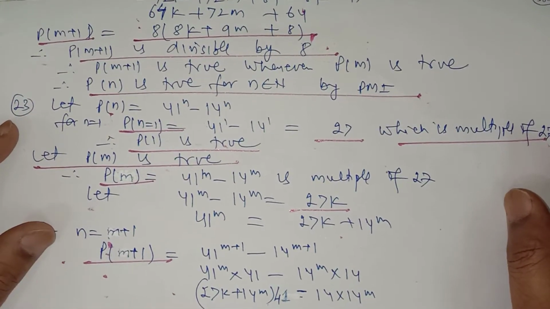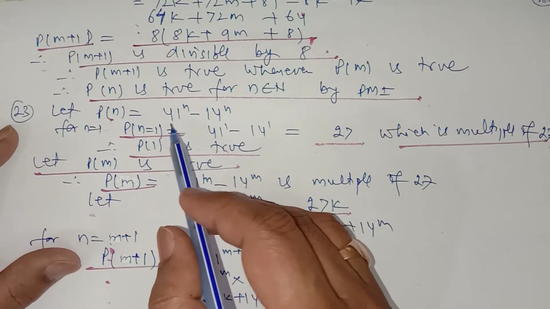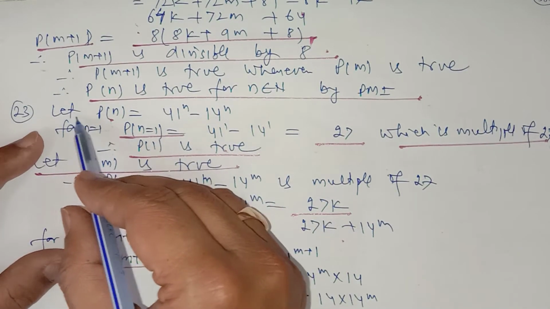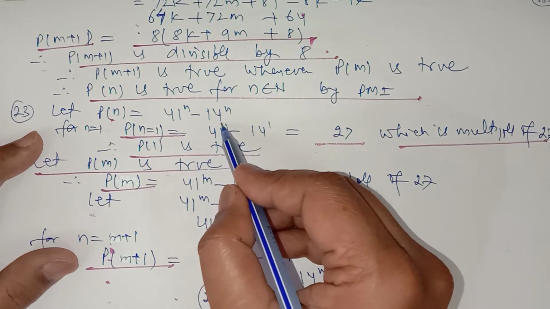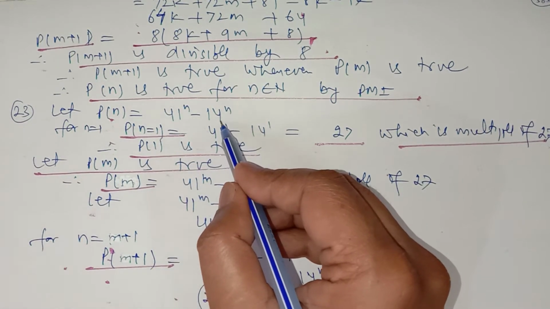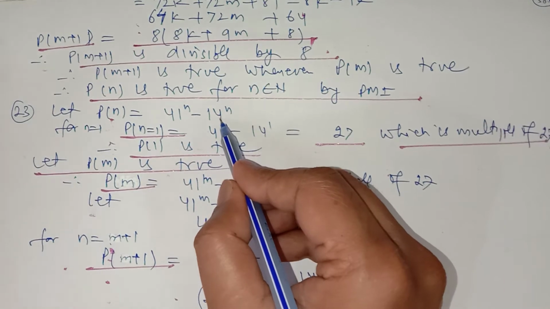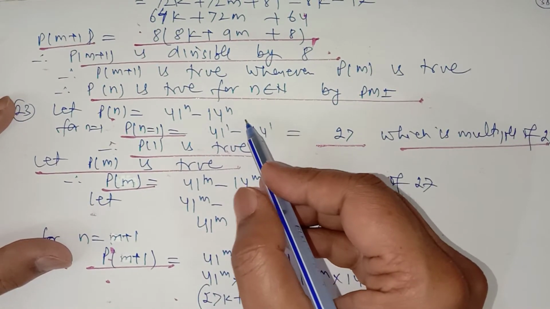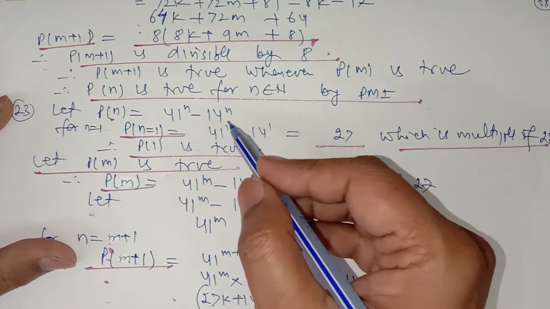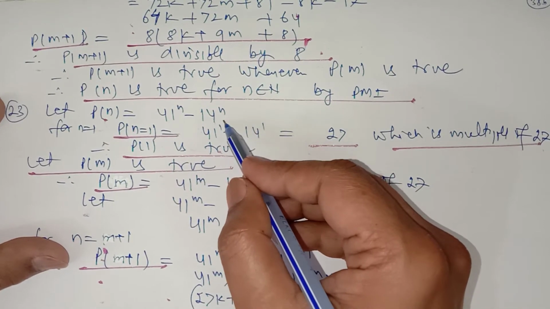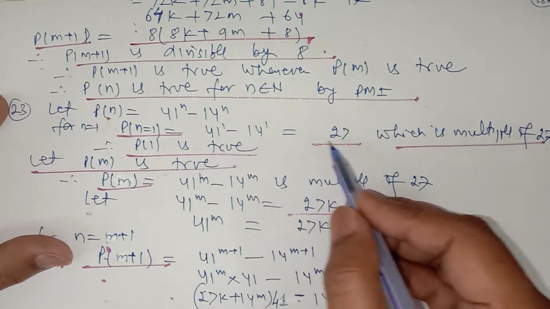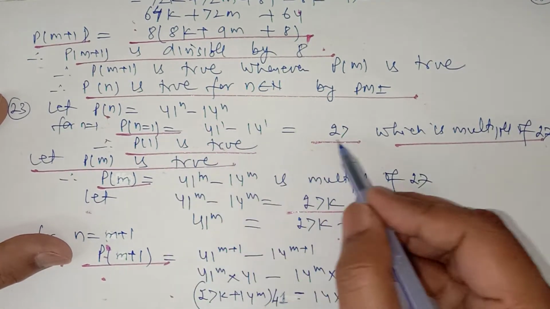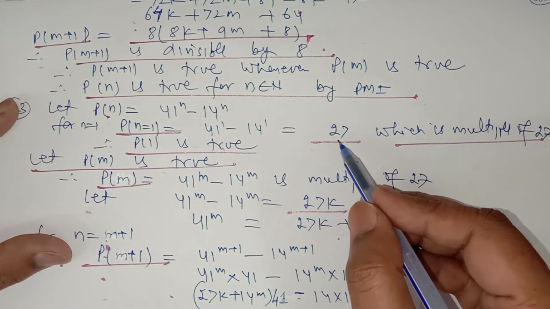So from 20 onwards, the questions are just like the same. In question number 23, 41 raised to power n minus 14n, you have to prove that it is a multiple of 27. It is a multiple of 27, or divisible by 27, or 27 is a factor of this. It means the same. So for n is equal to 1, replace n by 1. I am getting 27. It means P1 is a multiple of 27. So it means P1 is true.